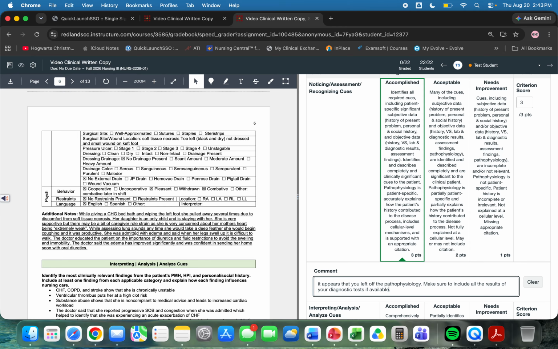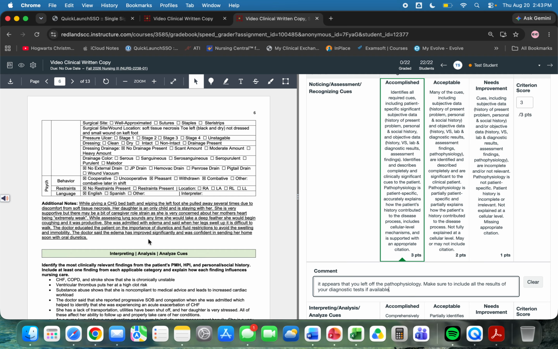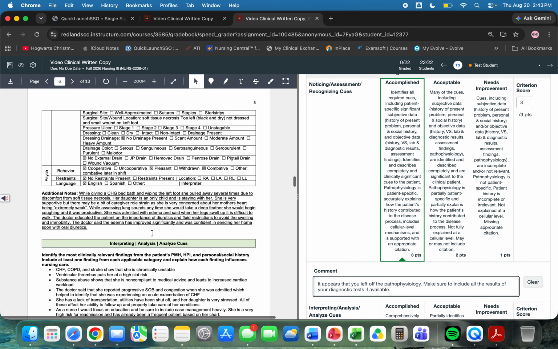She did put some additional notes down here at the bottom. So she says, while giving a CHG bath, she pulled away several times from some soft tissue necrosis. Let's see. So she's just kind of put some other, while assessing lung sounds, at any time she would take a deep breath. So I'm assuming this is supposed to say deep breath. She would be coughing and it was productive.